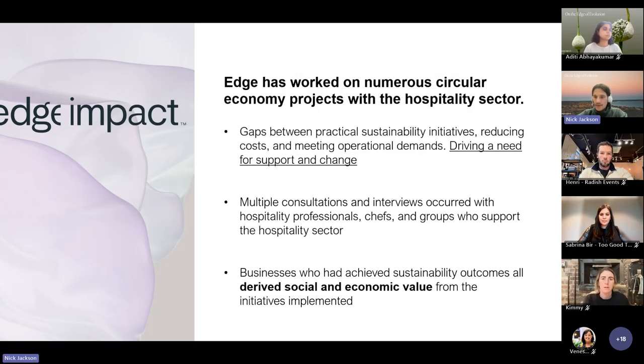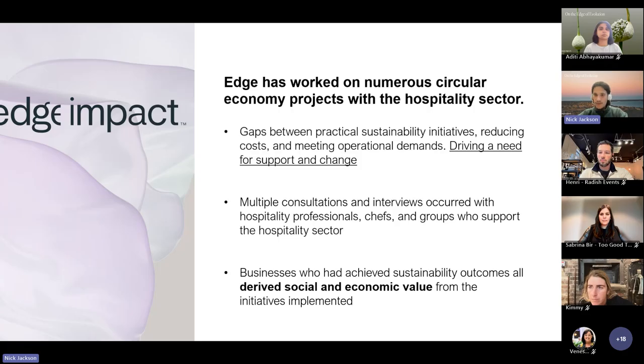So how do we get to these circular economy toolkits? Well, over the last 2 to 3 years, Edge has worked in numerous circular economy projects, not only with the hospitality sector, but with the retail sector, logistic organizations, and large multinational companies, all the way down to independent SMEs. And what we found specifically with the hospitality sector was that there are a lot of gaps between practical sustainability initiatives and how they can actually be implemented, whilst also reducing costs and meeting the operational demands of today.